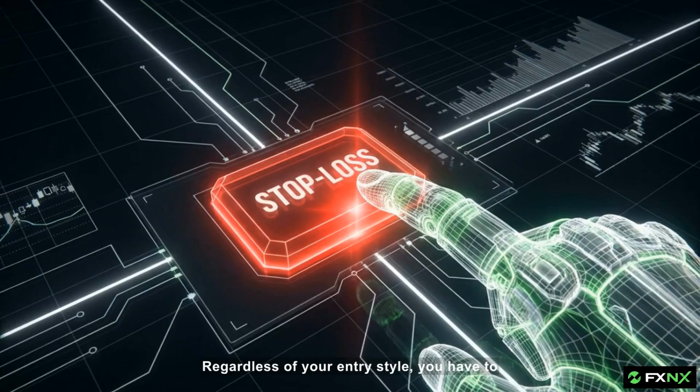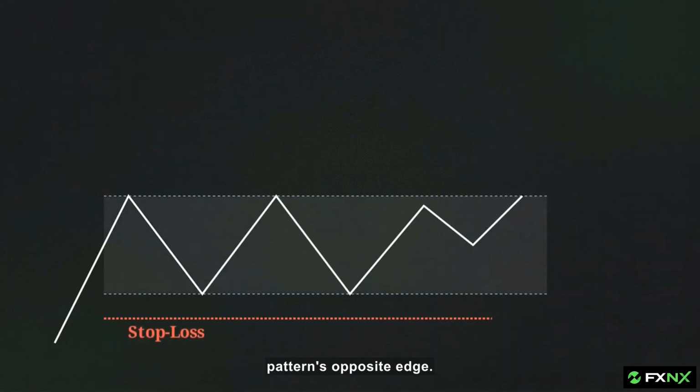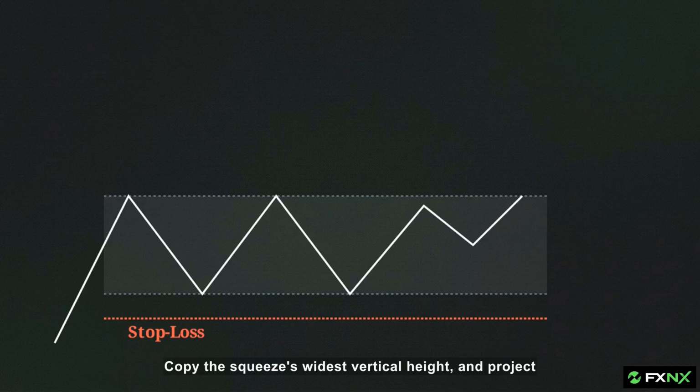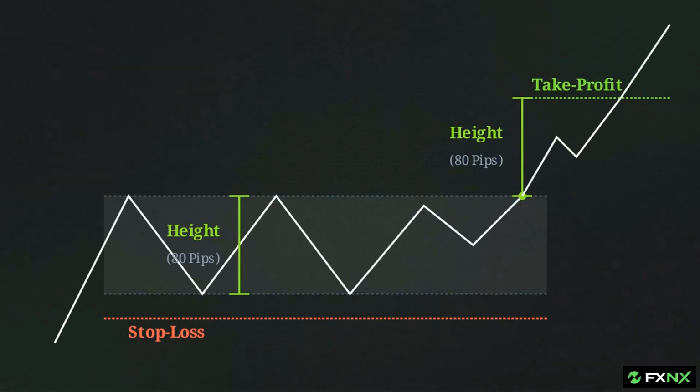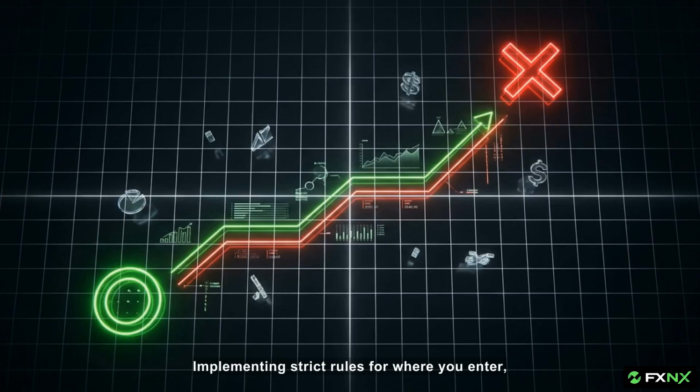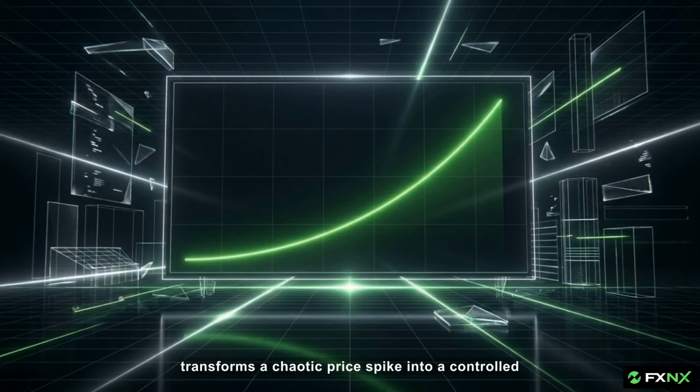Regardless of your entry style, you have to build a safety net. Place your stop-loss order just outside the pattern's opposite edge. To cash out, we use the measured move. Copy the squeeze's widest vertical height and project it upward from your breakout point to set a logical take-profit target. Implementing strict rules for where you enter and using objective mathematical targets for where you exit transforms a chaotic price spike into a controlled professional trade.